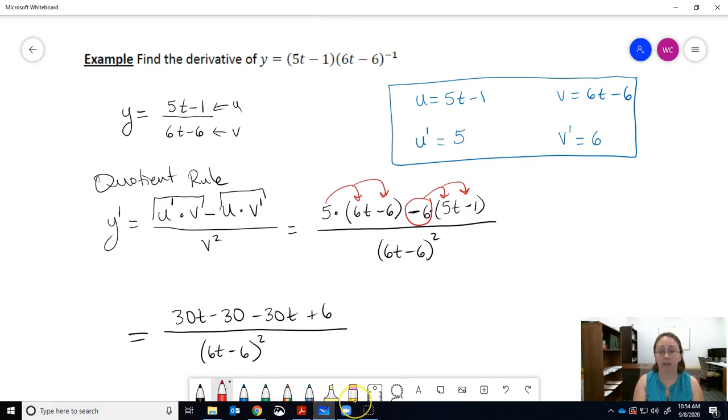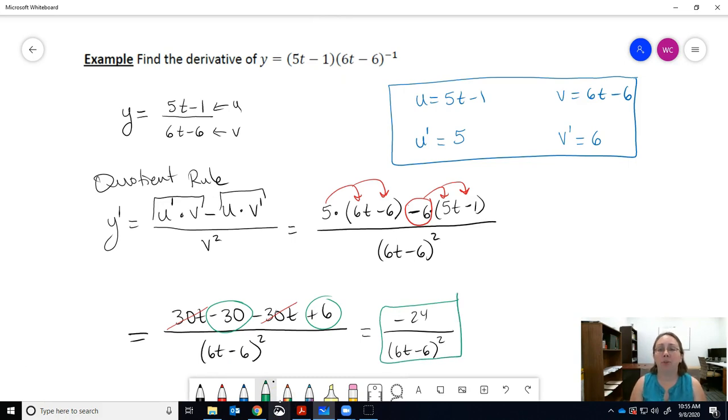Are we done simplifying? Can you do some more? I see a +30t and a -30t, so those are gone. And then the numbers, they're like terms. We can add them, or in this case, subtract them, and we would get -24 over 6t minus 6 all squared. This right here is the derivative for the original function we started with.